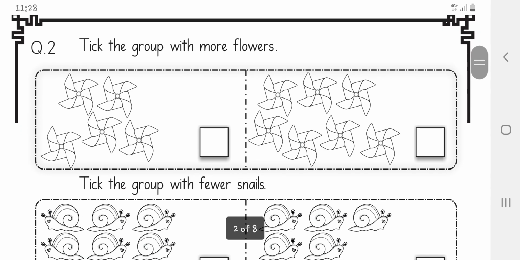Question 2 is tick the group with more flowers. So here we are checking the concept of more and fewer. Some of the students will just be able to tick the group with more flowers by just looking at it, while others will try to count it. It doesn't matter if they just tick it by looking at it or if they go for counting, as long as they are able to identify which one has got more flowers. Just help them in doing that.